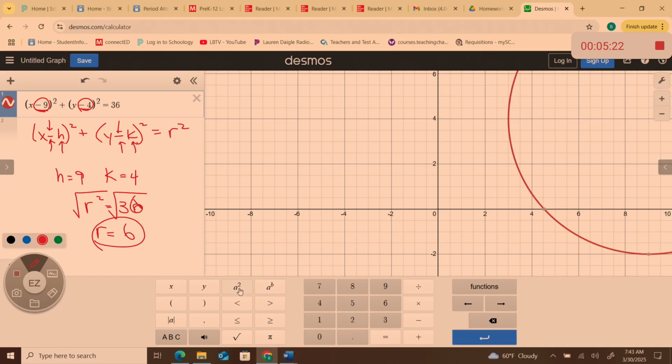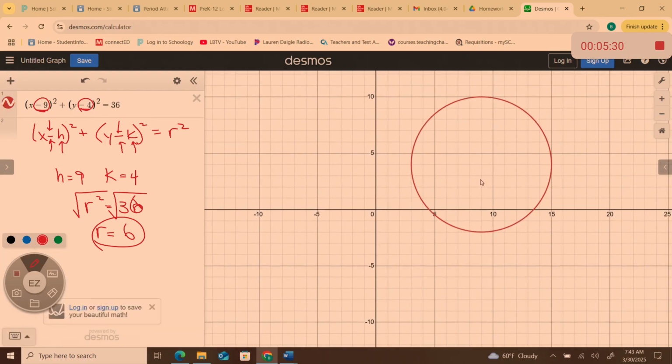Now let's see how this plays out in our graph over here. If I go ahead and maybe zoom out, it's kind of hard to tell right now where the center's at, but when you're taking your test, if you graph it, you can usually count the distance here. 1, 2, 3, 4, 5, 6, 7, 8, 9, 10, 11, 12. So half of that would be 6. 1, 2, 3, 4, 5, 6. There's my center point. Looks like I'm over here at 9 and I'm up here at 4. 9, 4 with a radius length of 6.